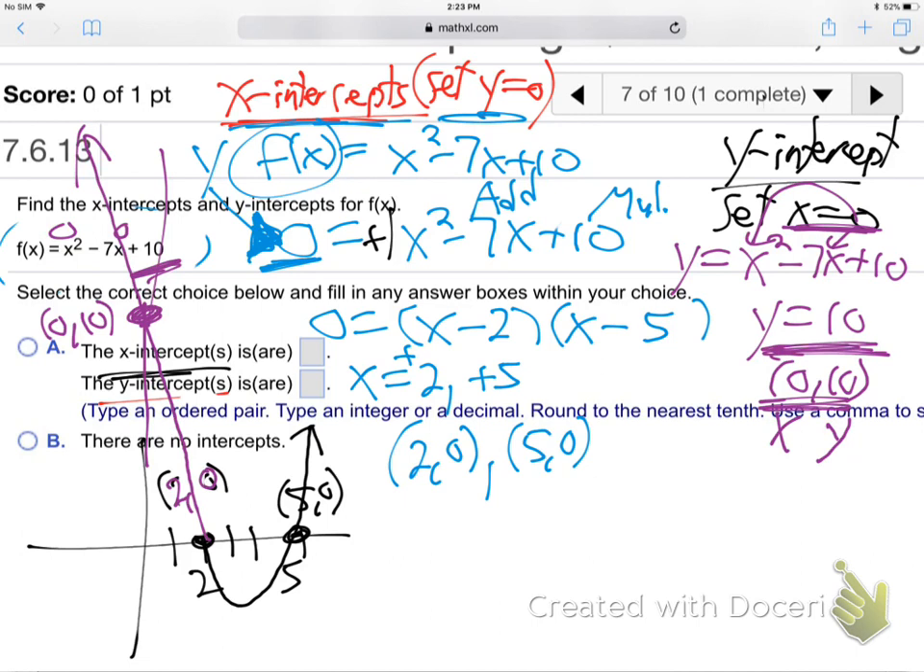How we doing? This good? That's how we find intercepts. There'll for sure be one intercept question on Monday's exam.